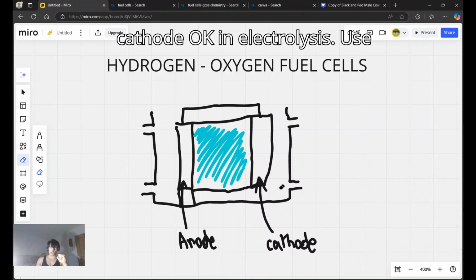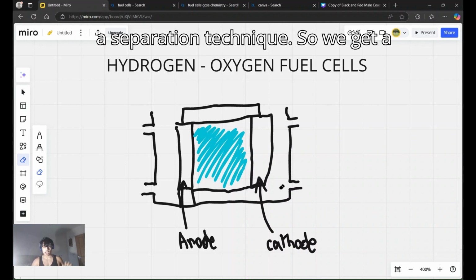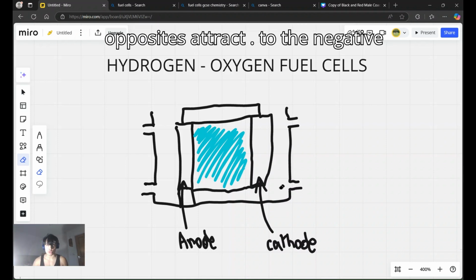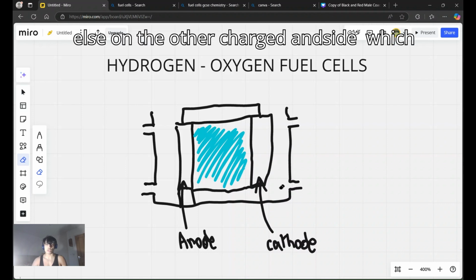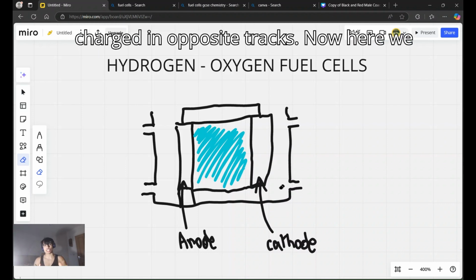In electrolysis, we use these anodes and cathodes to perform a separation technique. So we get a metal on one side, which goes to the negative cathode, and something else on the other side, which goes to the positive anode, because opposites attract.